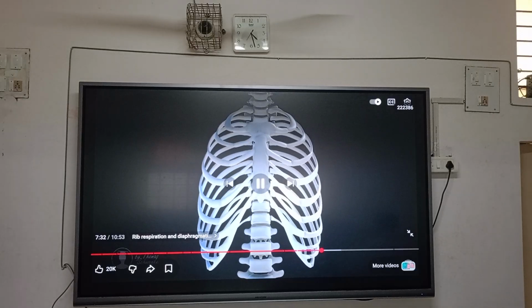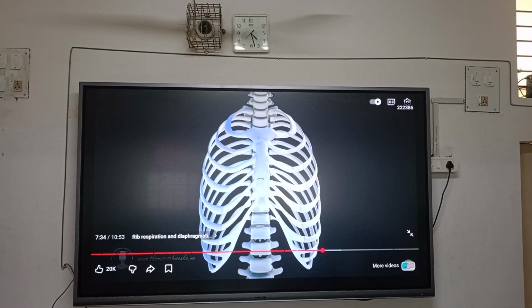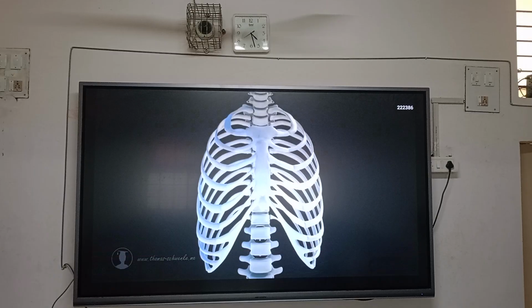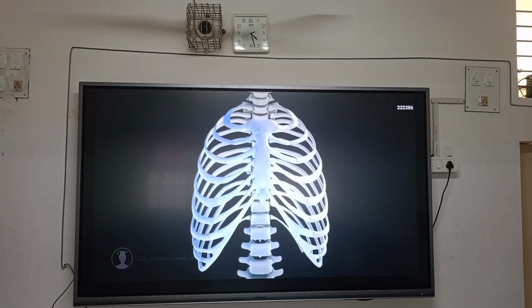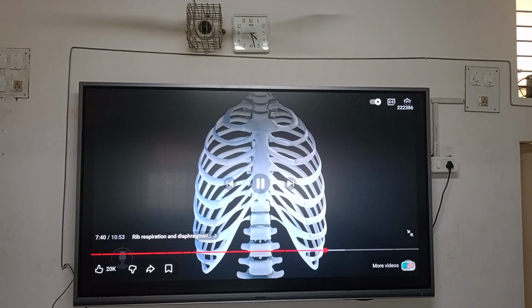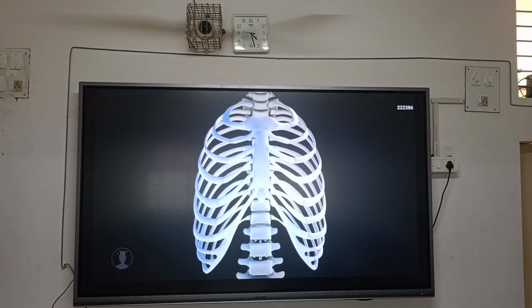Due to their arrangement and contraction of the rib muscles, the ribs rotate outward. This causes an increase in volume, particularly in the lower regions.